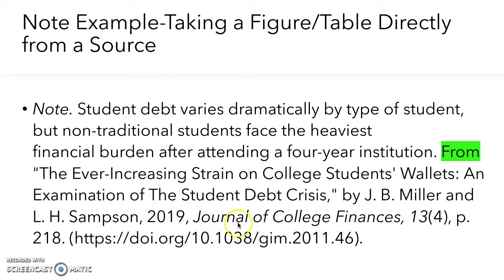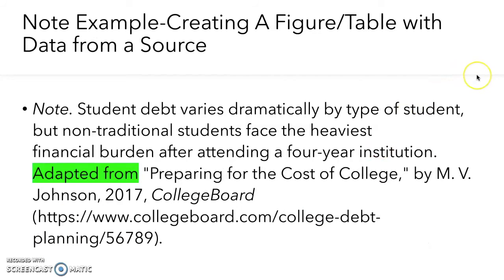I have the year, the name of that journal, volume number, issue number, the page it came from, and then the DOI link for it. So again, it looks a little different than the reference entry. Let's say you created your own figure or table though using data from a source. The only difference is then that you're going to put "adapted from" instead of the word "from."